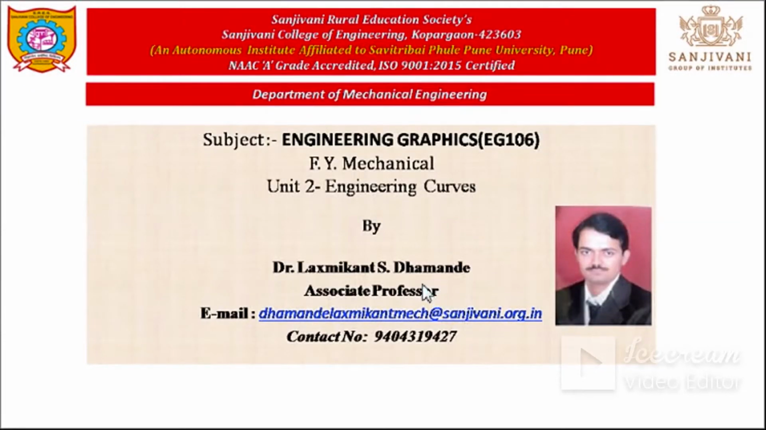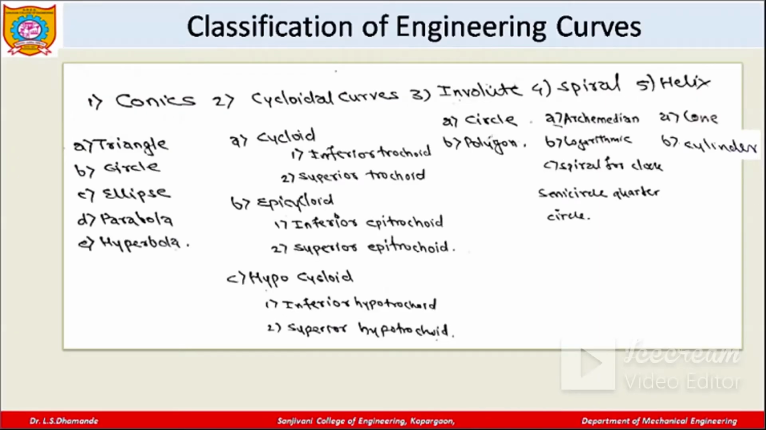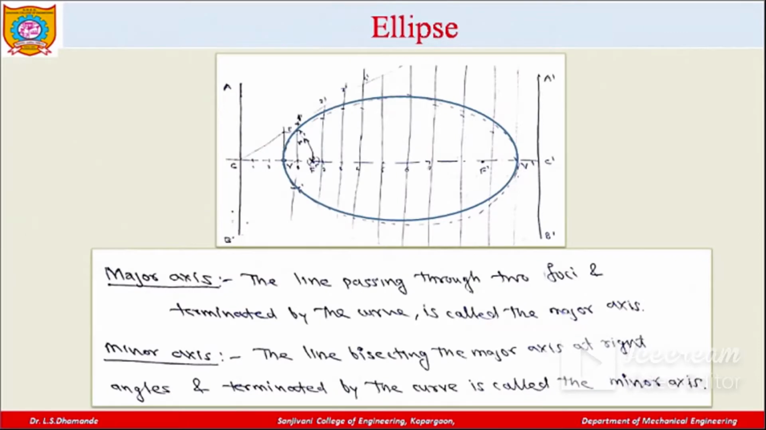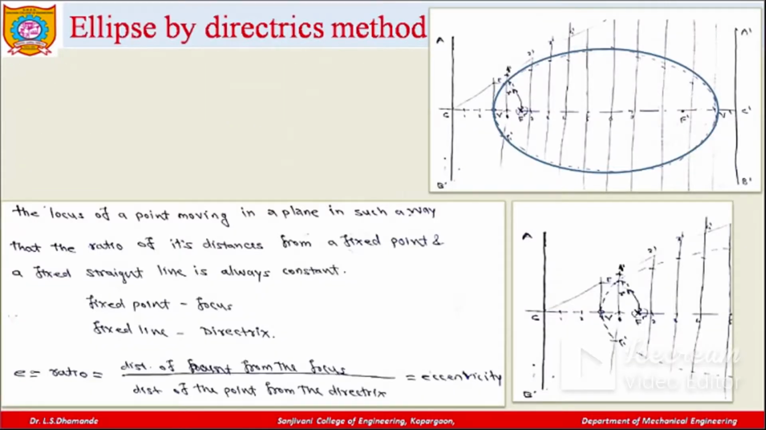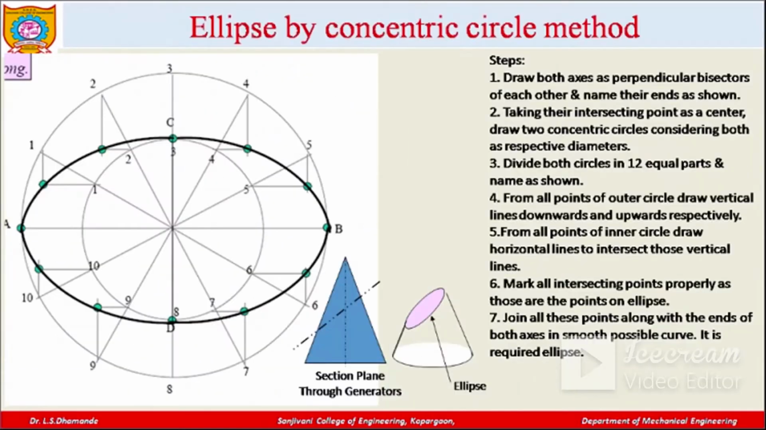So welcome back. We are discussing the different engineering curves. Initially we have seen the classification of different types of curves, and then we have seen the conic sections, and in that we are discussing specifically an ellipse. And now we are going to see how we can draw the ellipse by using the concentric circle method.